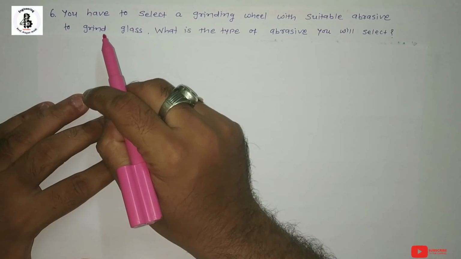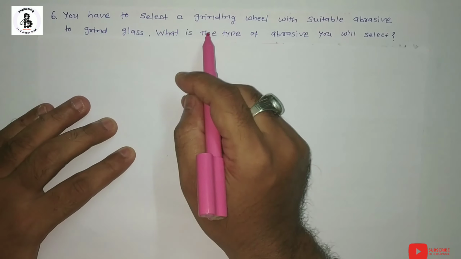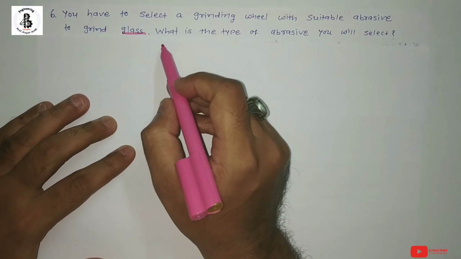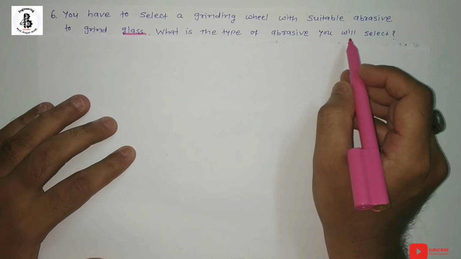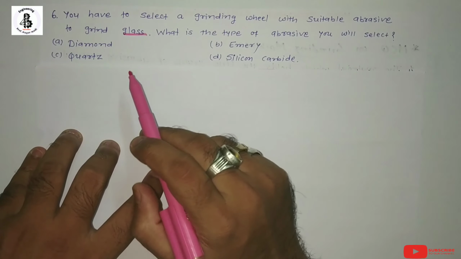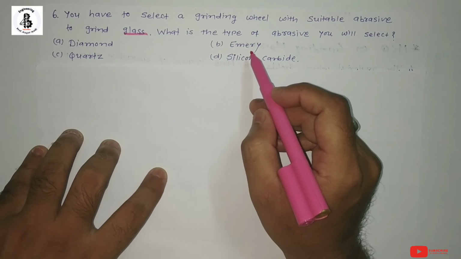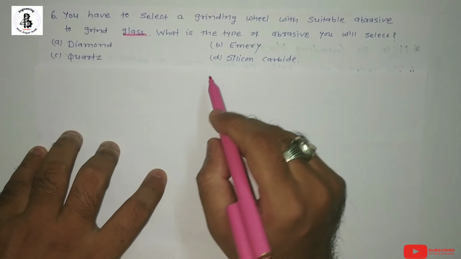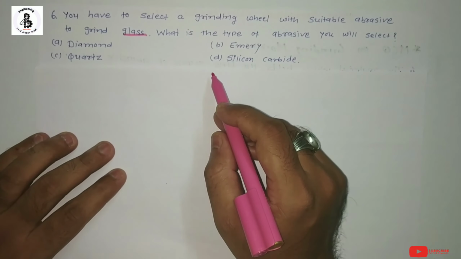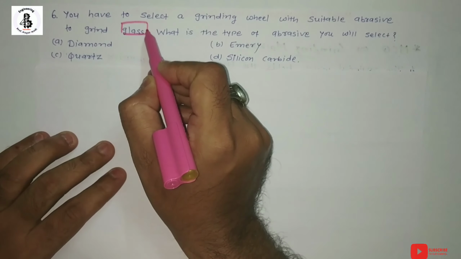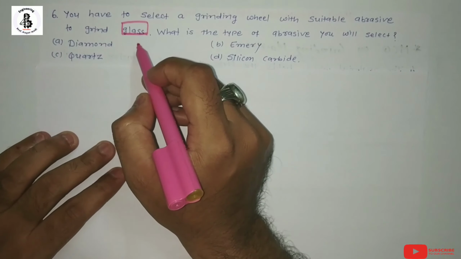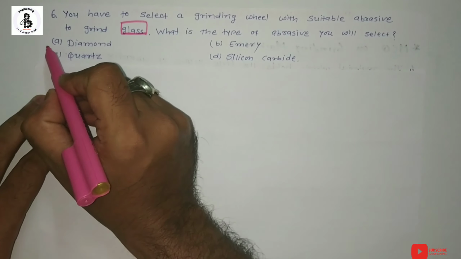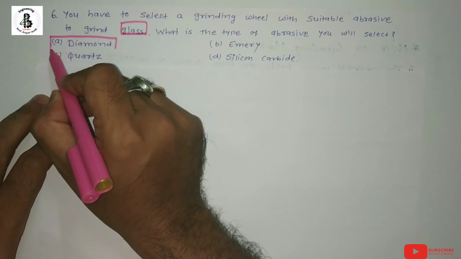The next question. You have to select a grinding wheel with a suitable abrasive to grind glass. What type of abrasive will you select? Option A, diamond; B, emery; option C, quartz; and option D, silicon carbide. Basically, selecting a grinding wheel with suitable abrasives to grind glass is a special application. Generally we select diamond as the grinding wheel material. So option A, diamond. Then next question.